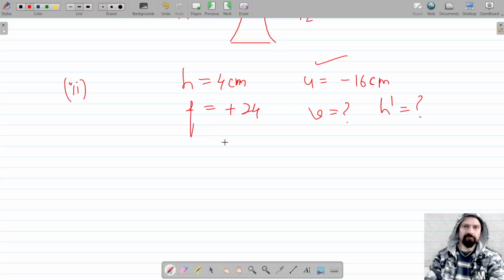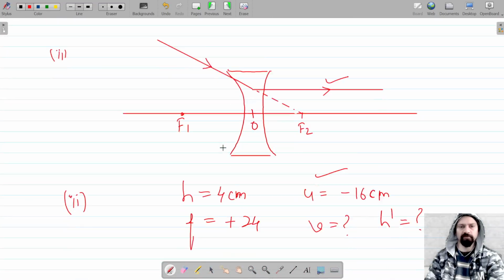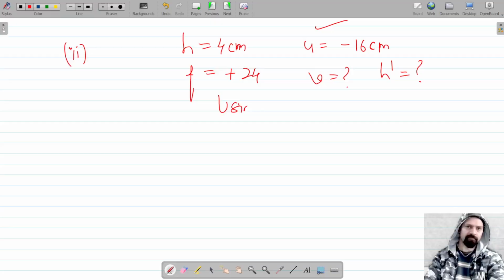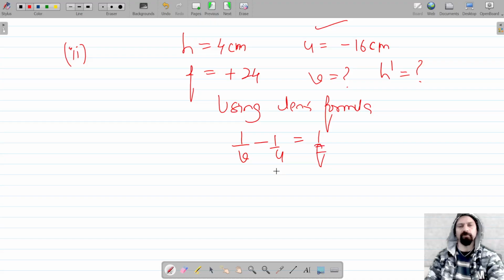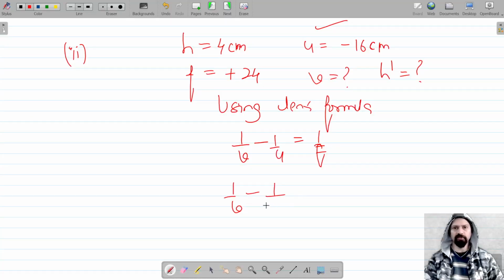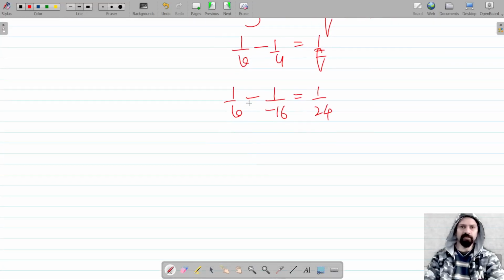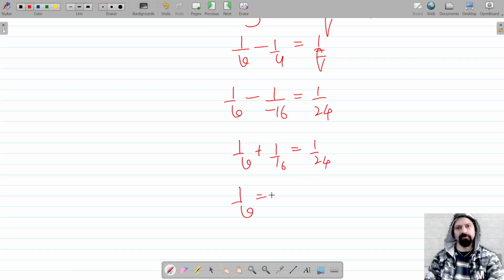Now let's use the lens formula. This is a convex lens, so we are going to use the lens formula. The lens formula is 1 upon v minus 1 upon u is equal to 1 upon f. That will give us the image distance from the lens. So 1 upon v, 1 upon u is negative 16, and f is 24. Minus minus is plus, so this is 1 by v plus 1 by 16 is equal to 1 by 24. 1 by v is equal to 1 by 24 minus 1 by 16.